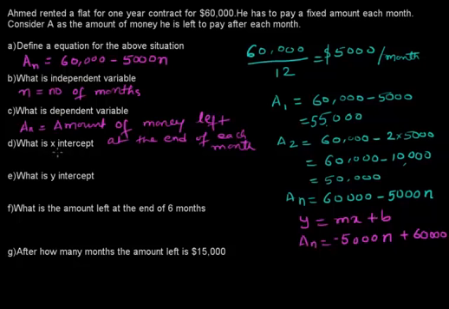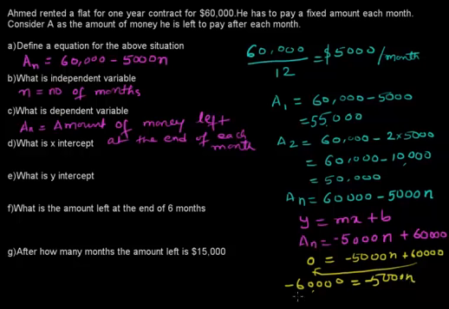The x-intercept is a point where the line cuts the x-axis, and to cut the x-axis, y has to be equal to 0. So A_n has to be 0. If I substitute A_n equal to 0, this helps me find the value of the x-intercept. 0 equals minus 5,000 n plus 60,000. This 60,000 can be brought to the other side, and we are left with minus 60,000 equals minus 5,000 n.